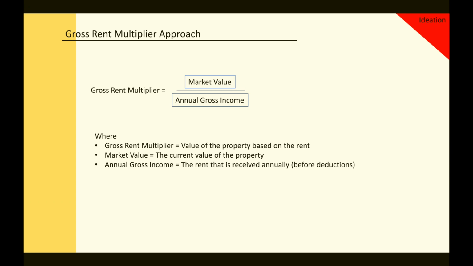Basically, the formula is pretty simple. The gross rent multiplier can be found with the market value divided by the annual gross income, where the gross rent multiplier is basically the value of the property based on the rent that it generates. The market value is the current value of the property, and the annual gross income means the rent that is received on an annual basis. This does not include any deductions.